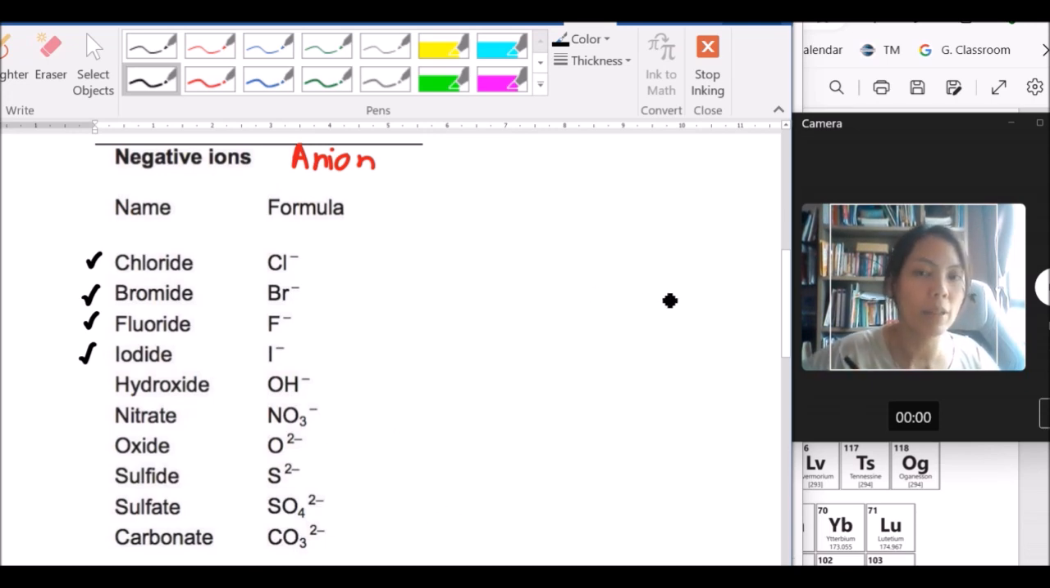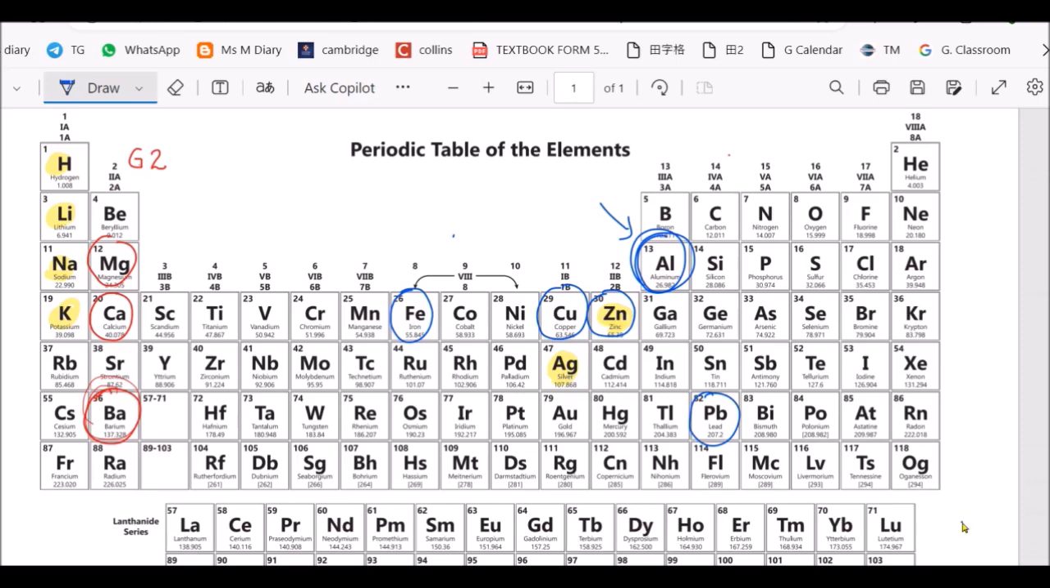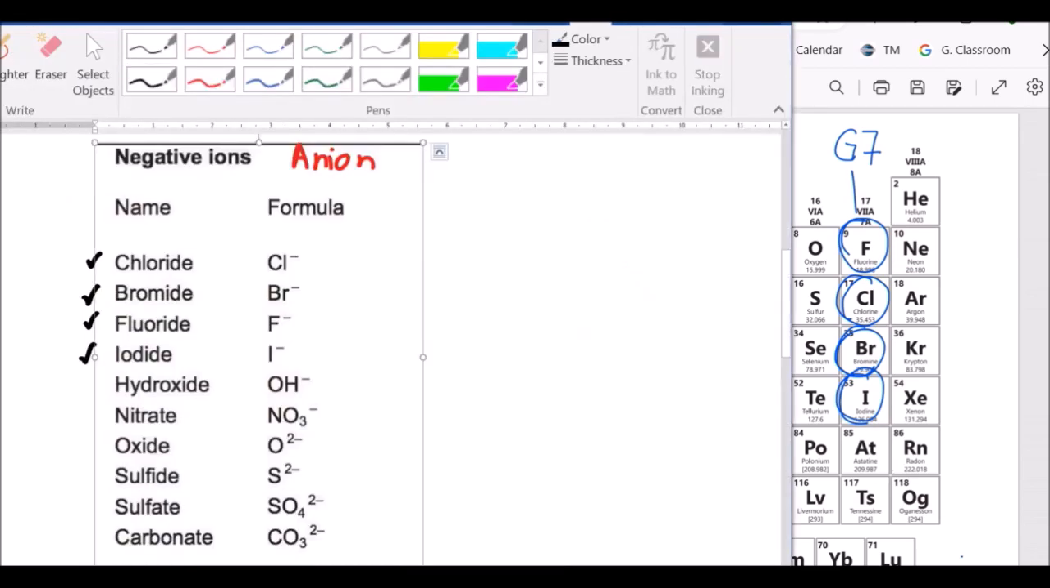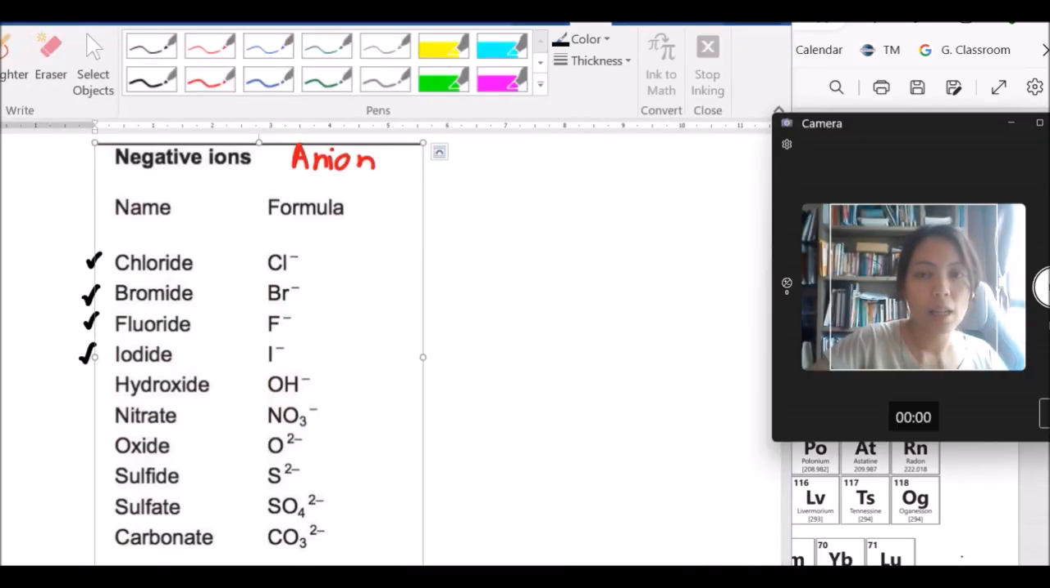Okay, now let's look at the periodic table. Chloride, bromide, fluoride, and iodide. Yes, they belong to the group 7. They belong to the group 7. And what does that mean?